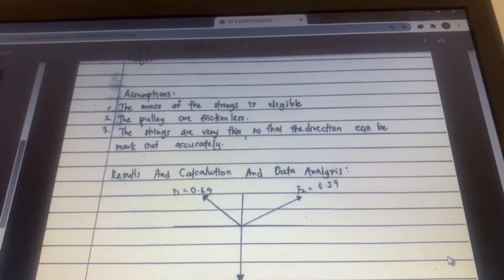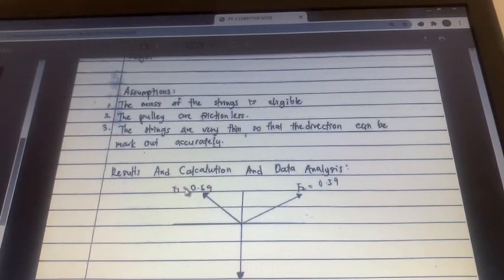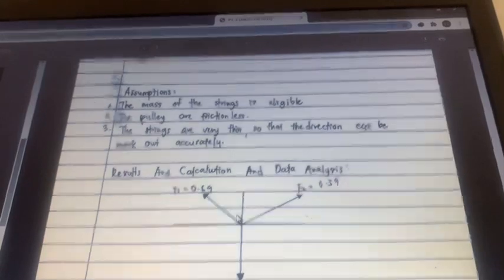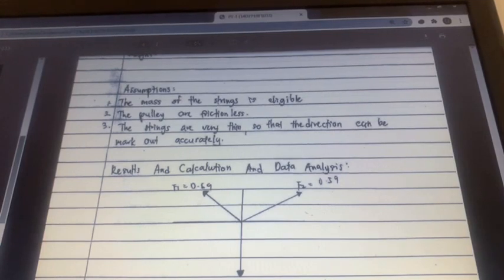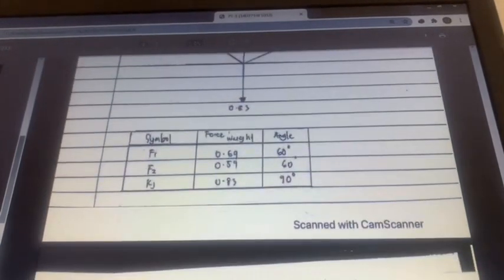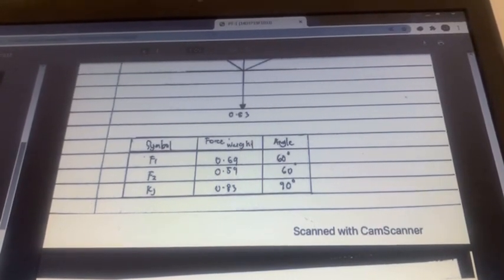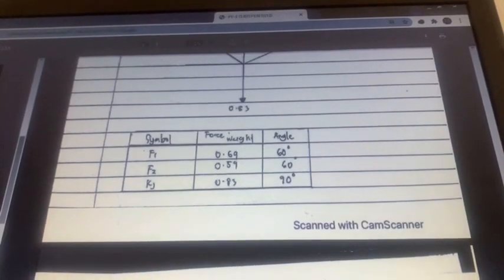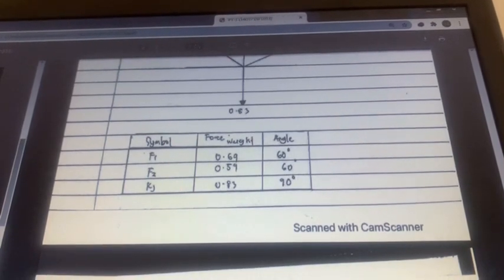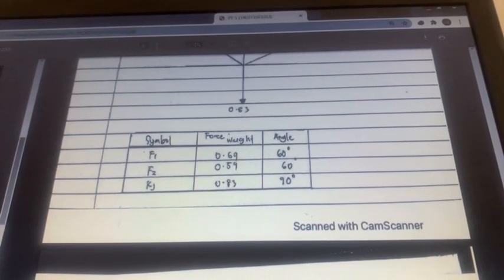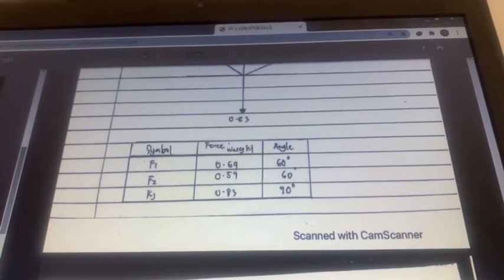Result and calculation and data analysis. So it will be like this. Force number 1 is 0.69. Force number 2 is 0.59. Force number 3 is 0.83. The symbols are F1, F2 and F3 with mass in kg. Force weight 0.69, 0.59. The angle for both of them is 60 degrees. And the angle for force 3 is 90.